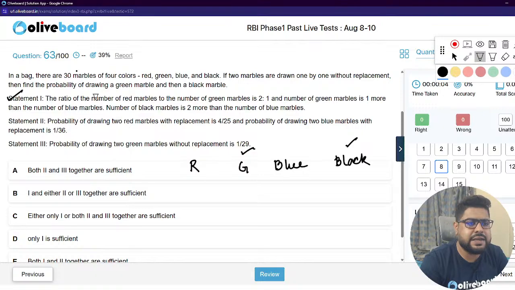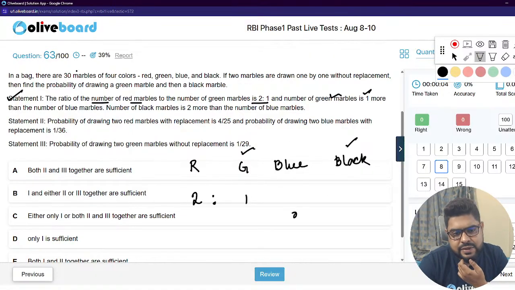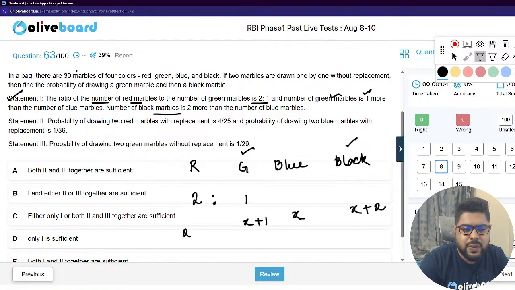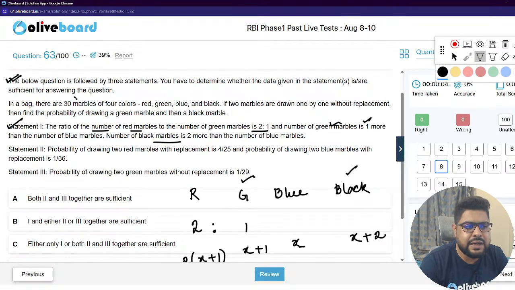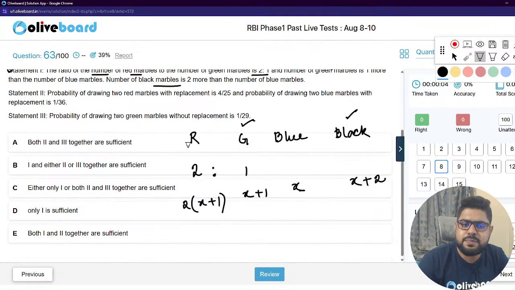Statement 1, sir. Ratio of number of red marbles to the number of green marbles is 2:1. Red to green, 2:1. Number of green marbles is 1 more than the number of blue marbles. If blue is x, green is x plus 1. Perfect. Number of black marbles is 2 more than the blue marbles. Total number of marbles is given as 30.